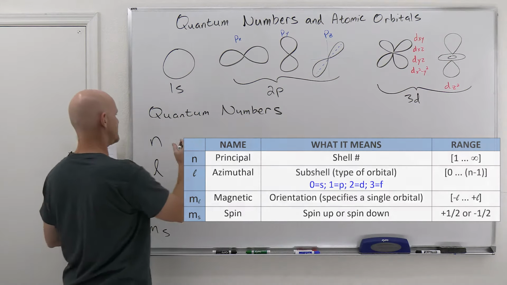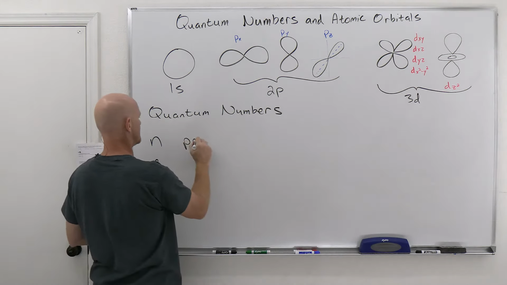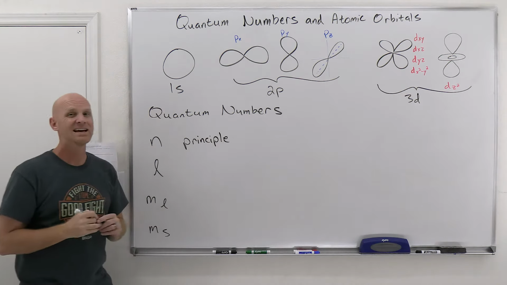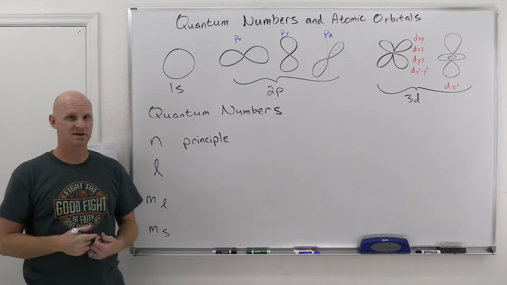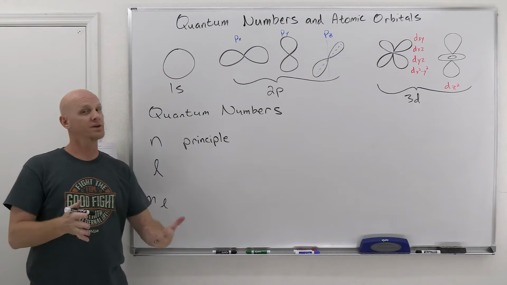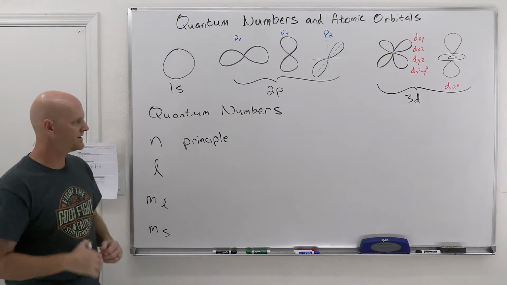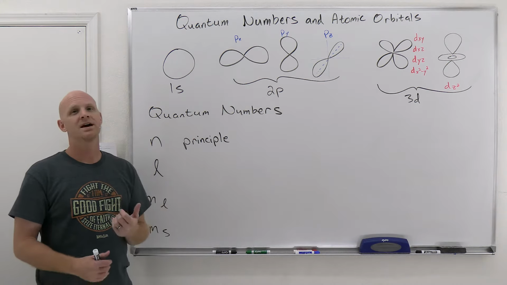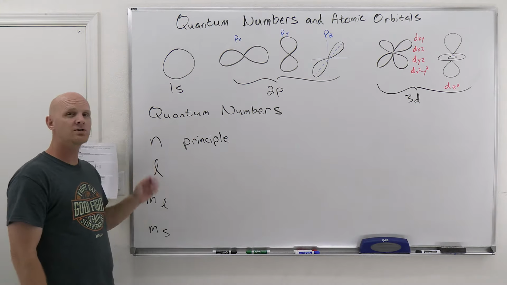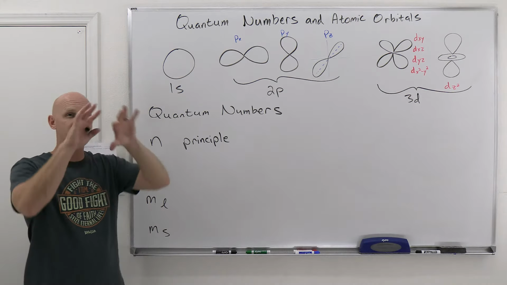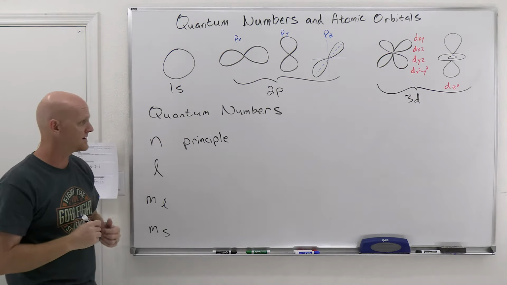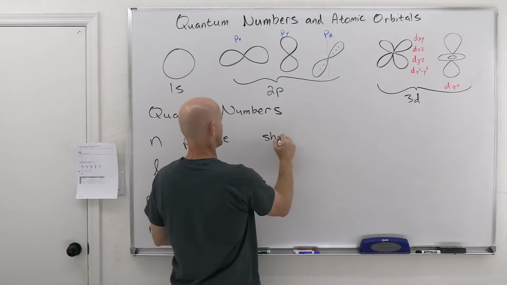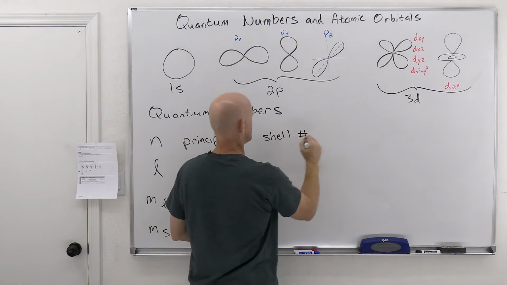So if we look at n first, n is called the principal quantum number, and it tells you what shell the electron is found in, or what shell the orbital is in that the electron is found in. In this case, you have the first shell, the second shell, the third shell. And again, these are the same n values that correspond to the Bohr model of the atom, like the first orbit, the second orbit, the third orbit, according to Mr. Bohr. So in this case, they give you the shell number.